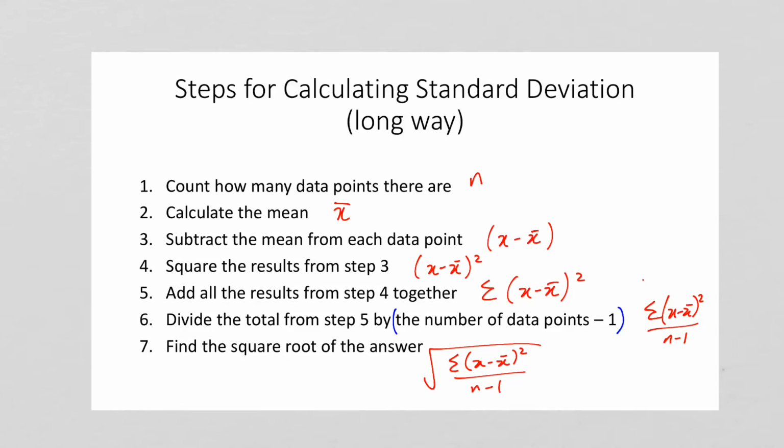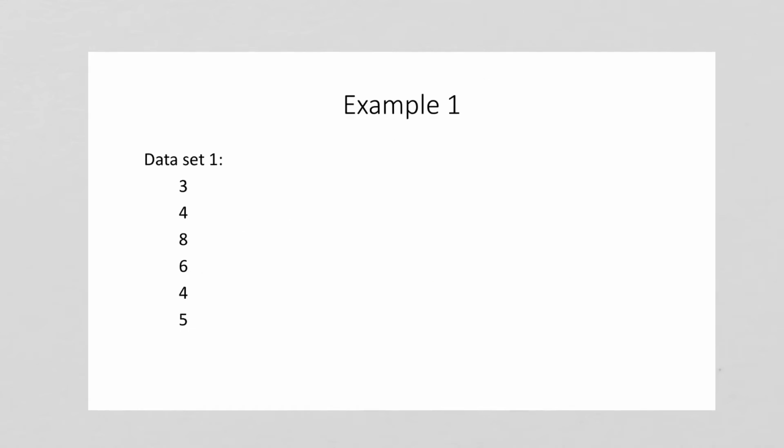So let's take a look at an example together. If I have a data set of 3, 4, 8, 6, 4, and 5, we can start by saying what n is. So n's the number of terms. So I literally have 1, 2, 3, 4, 5, 6. So n is equal to 6. Then I'm going to calculate the mean, which is going to be 3 plus 4 is 7, plus 8 is 15, plus 6 is 21, plus 4 is 25, plus 5 is 30, divided by 6, which is the number, gives me 5. So my mean is 5.